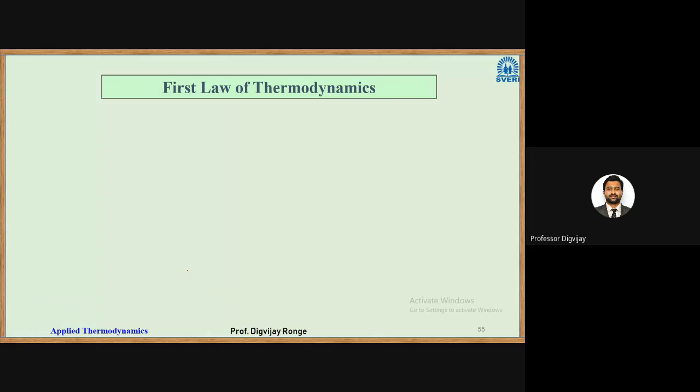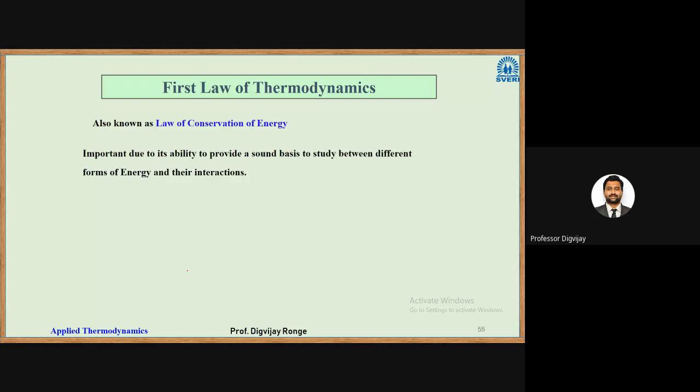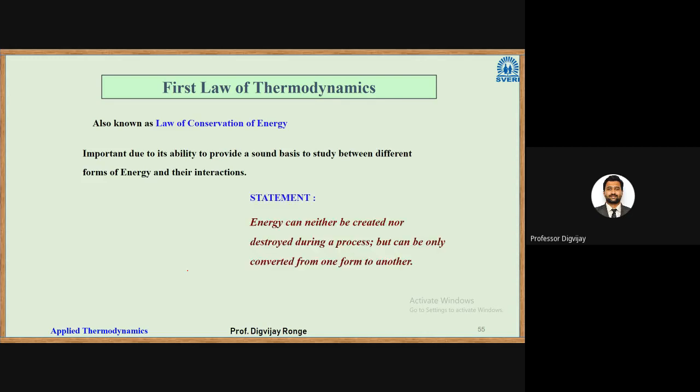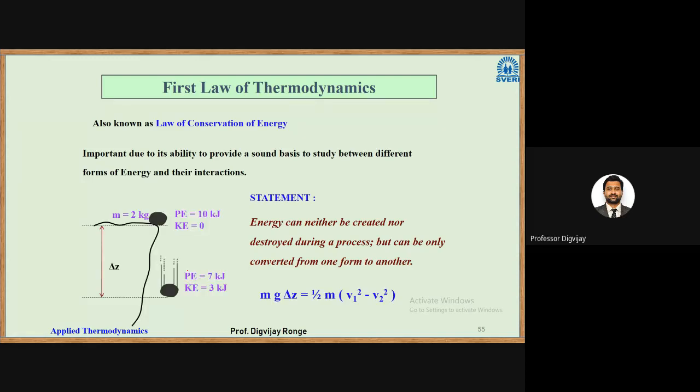Okay, so next is the first law of thermodynamics. What is the first law? It is important due to its ability to provide a sound basis to study the different forms of energy and their interactions. The statement is: energy can neither be created nor be destroyed during a process, but it can only be converted from one form to another.